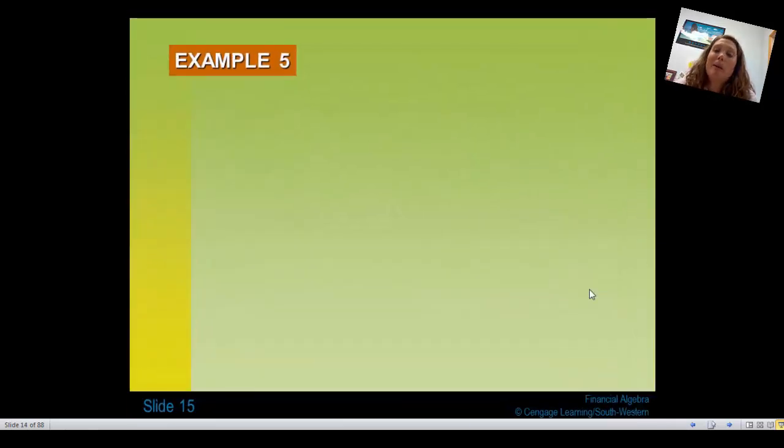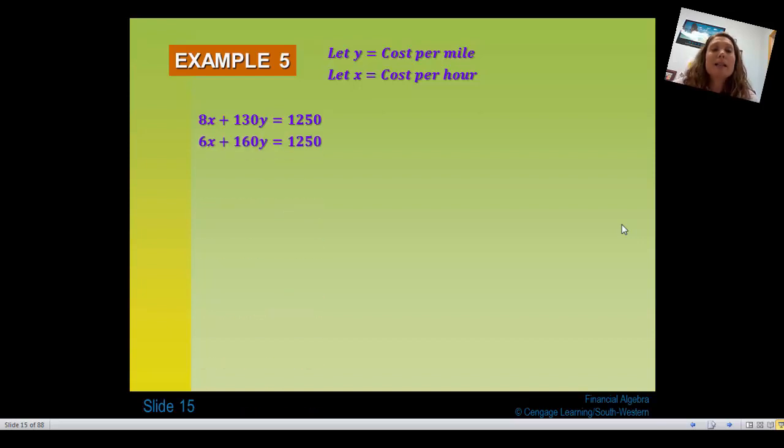So again, I'm going to pull up another slide here so we have some more space. So y is the cost per mile. X is going to be your cost per hour. So I'm going to set up my two equations again. 8x plus 130y equals 1250, and 6x plus 160y equals 1250. Now this is going to be a little bit different. We're not going to graph these. We're actually going to do the elimination method. So I'm going to either add or subtract these equations to make one of my variables disappear.